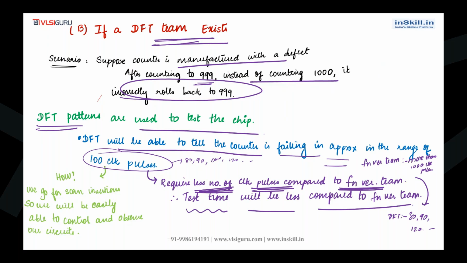Okay, so that's why test time will be less compared to the functional verification team. And how are we, the DFT team, able to tell that the counter is failing in such a small number of clock cycles? It is because we go for a technique called scan insertion. Because of that, we will be easily able to control and observe our circuits.